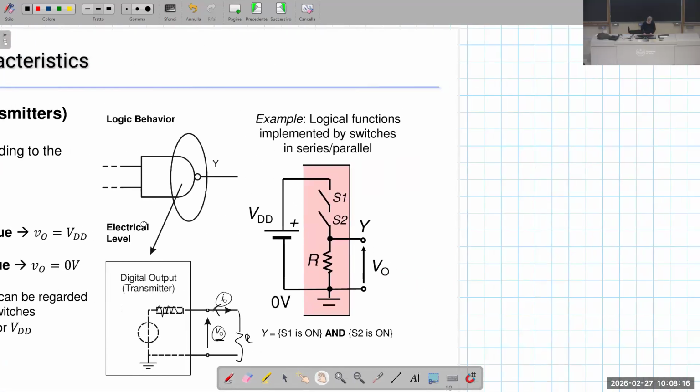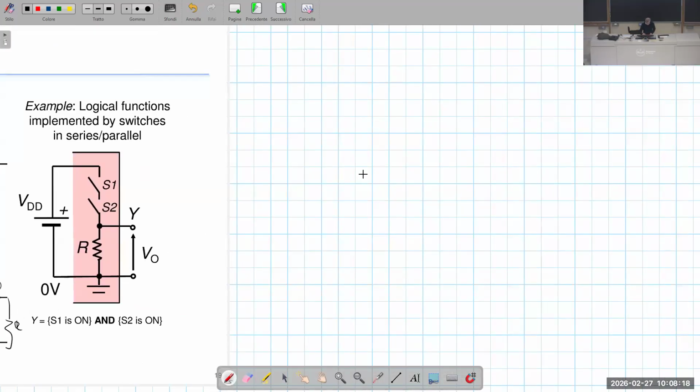Let me give an example, the simple case in which we have the output voltage source and a simple resistor here. Okay? Suppose that we are in this case. If I don't connect anything, suppose that we are in the high state, so VO is equal to VOH.